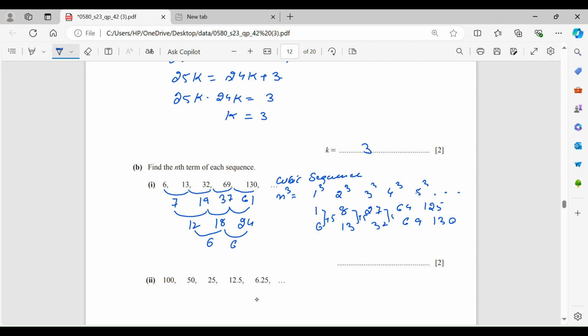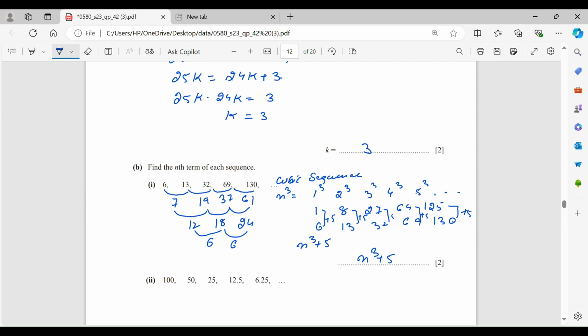So this is plus 5, so our sequence will be n cube plus 5. Let's substitute the third value. The third value will be 27, 27 plus 5 will be 32, right? So this is our sequence, n cube plus 5.